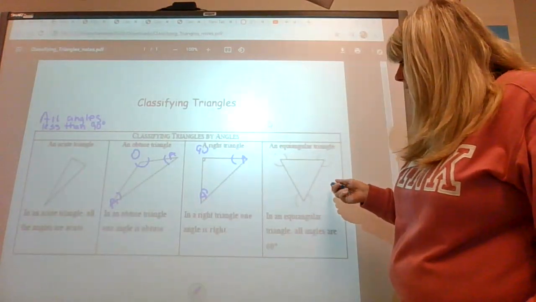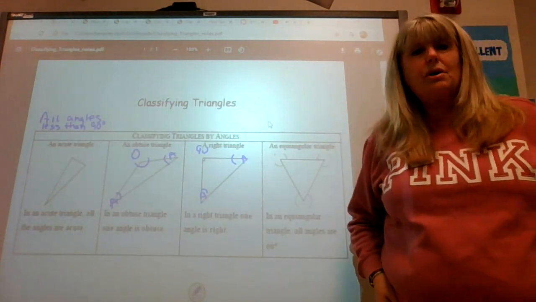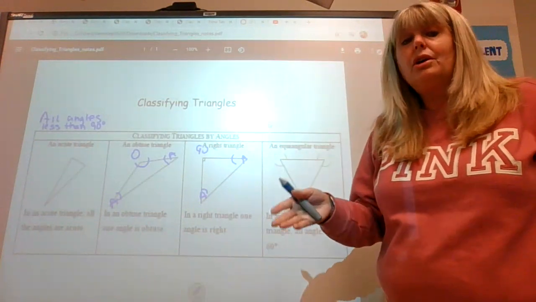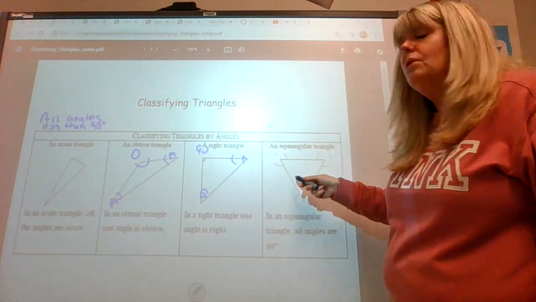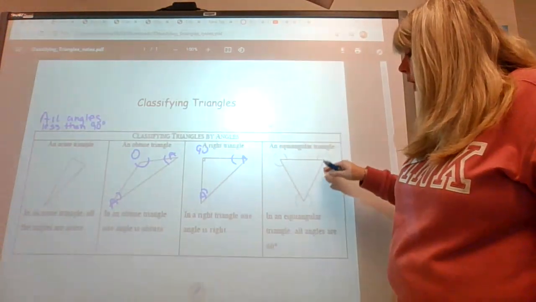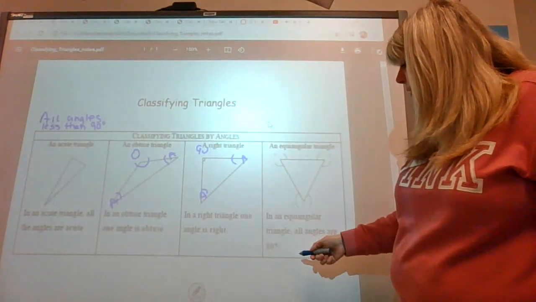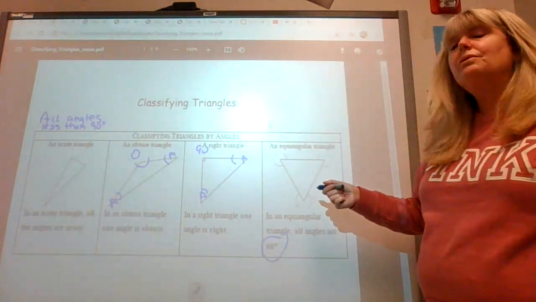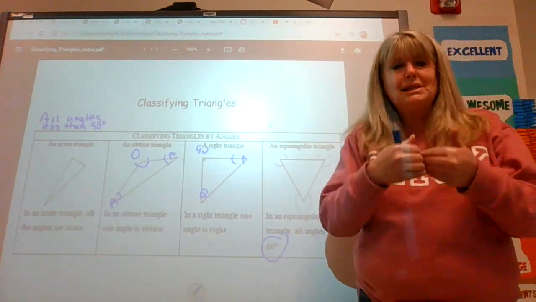And then the last one, the equilateral triangle. In an equilateral triangle, all angles are 60 degrees. So why? Well, we talked about it earlier when we were talking about symmetry. Because we have three equal lengths. That means, just like a square, all three sides are the same. Remember, we have three lines of symmetry going through it, and so all angles are 60 degrees. So this one right here, they're all three acute, but they're all three the same.